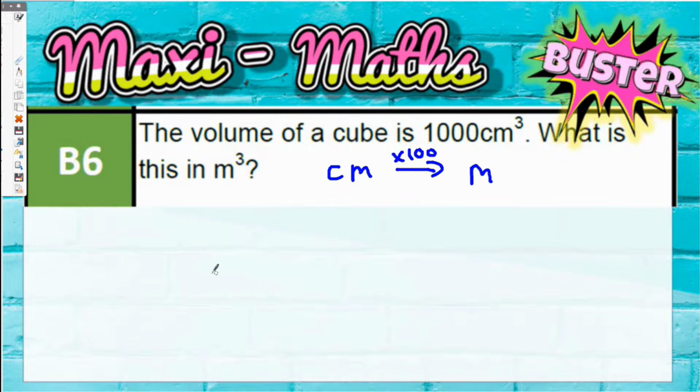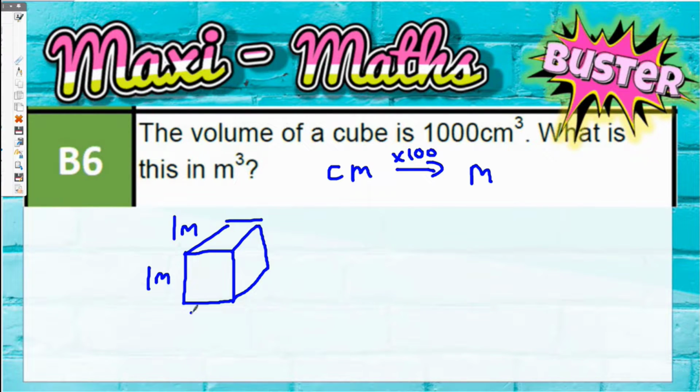So what we've got to do first is we'll draw a little cube to demonstrate where this comes from. Imagine that being 1 metre by 1 metre by 1 metre. So in the volume, that would be 1 times 1 times 1, and 1 times 1 times 1 will be 1 metre cubed.